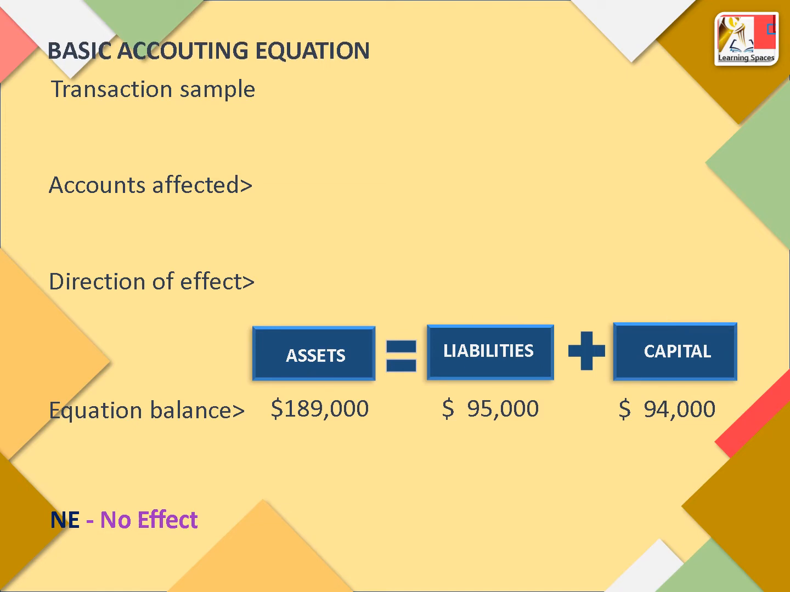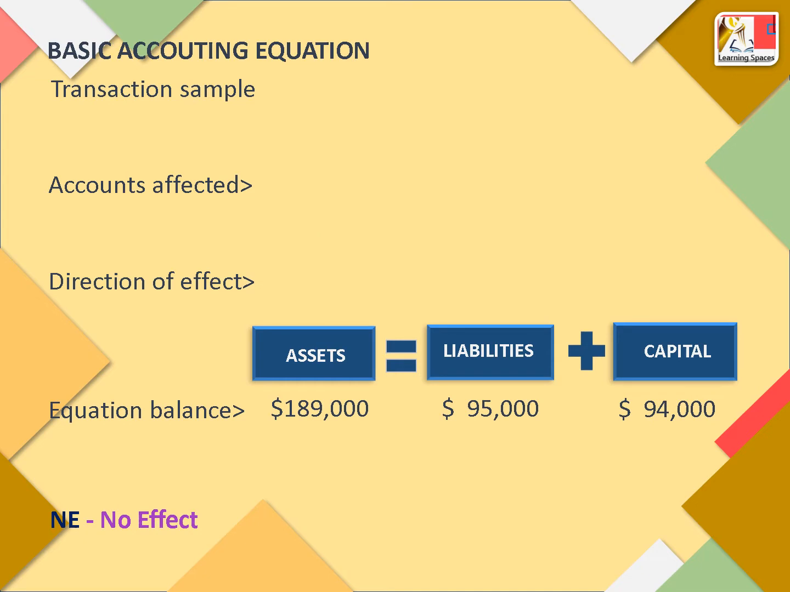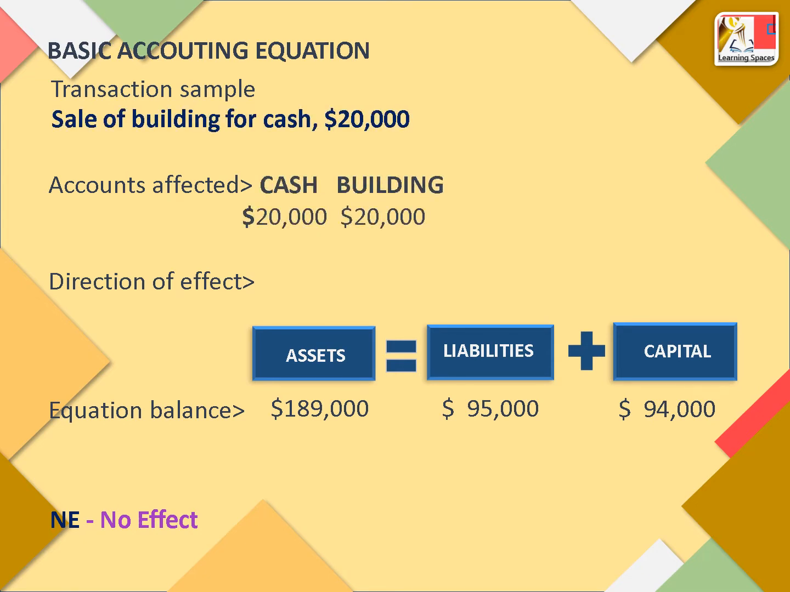For transactions affecting one element only, say assets only, an example includes a purchase of land for cash. The purchase of land is an addition to assets, and the payment for it in cash is a deduction on assets. Another is a sale of a building for cash. The receipt of cash is an addition to assets, and the sale of a building is a deduction on assets.